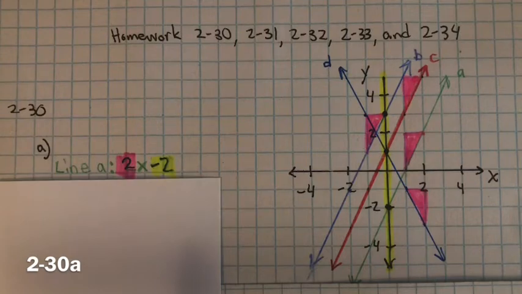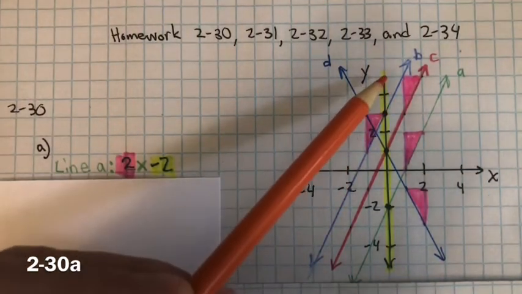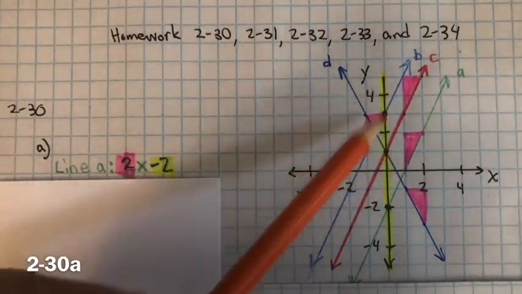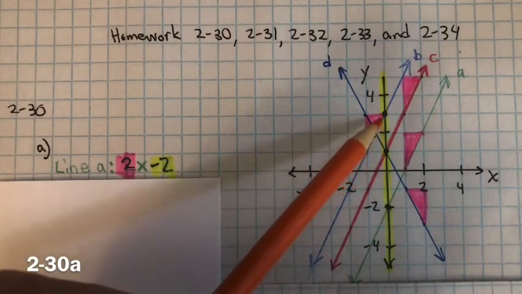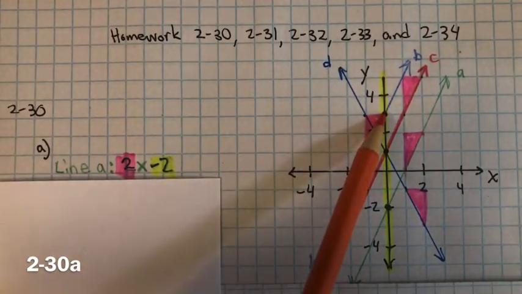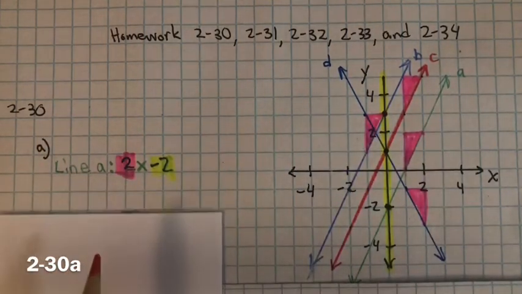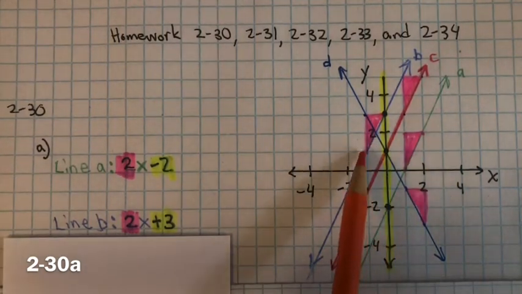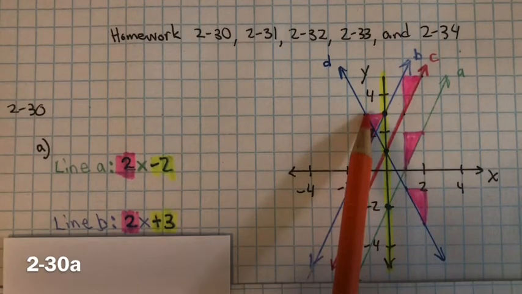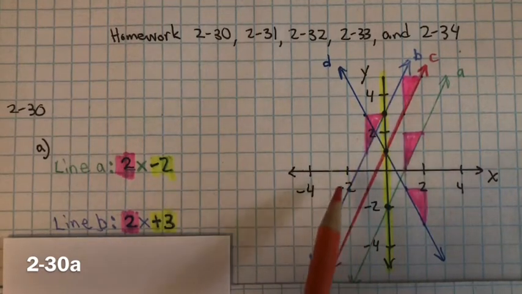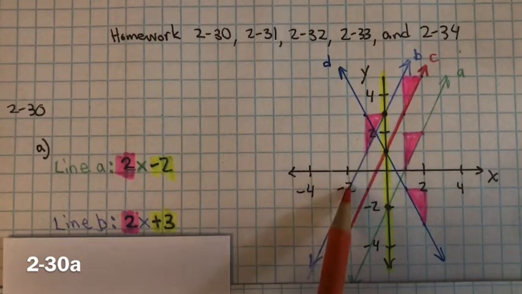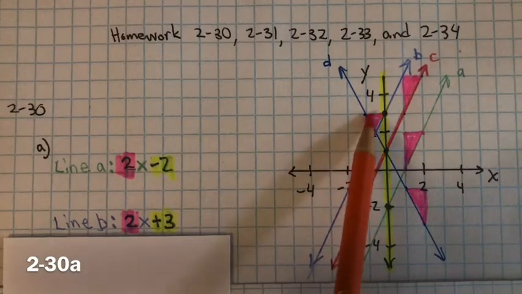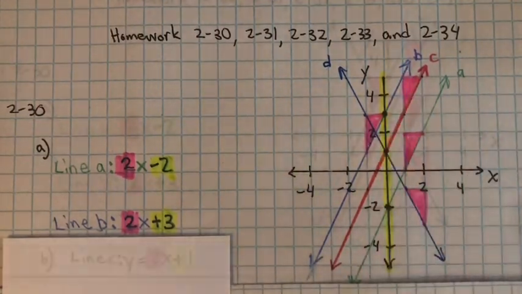For y equals 2x plus 3, well, the plus 3, you look on the y-axis, and the one that has a y-intercept of positive 3 is line B. So line B is 2x plus 3. And the rate of change, I could choose any 2 points. Rise of 2, run of 1, 2 over 1. And you can see that that's a constant rate of change. Rise 2, run 1, rise 2, run 1, rise 2, run 1.